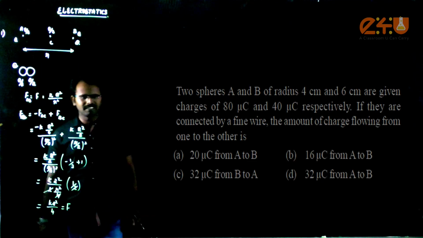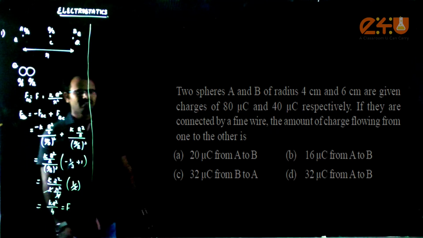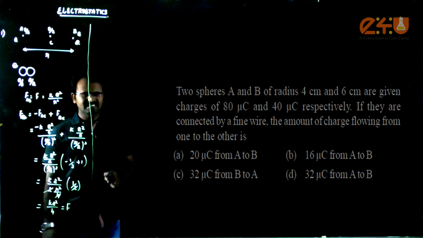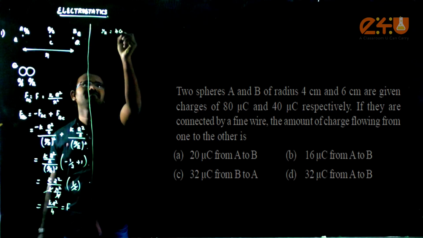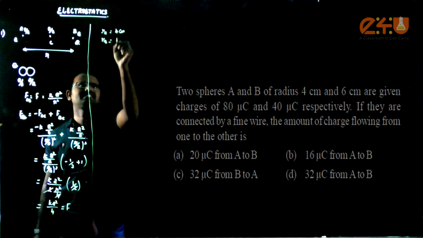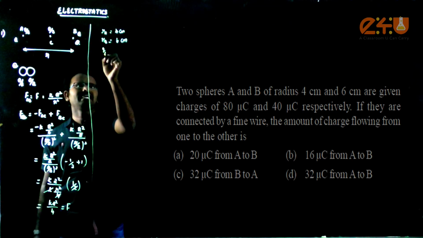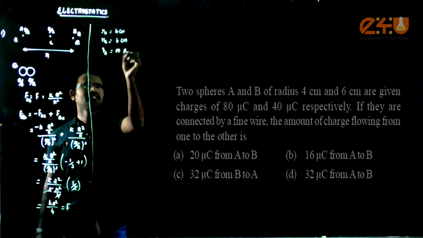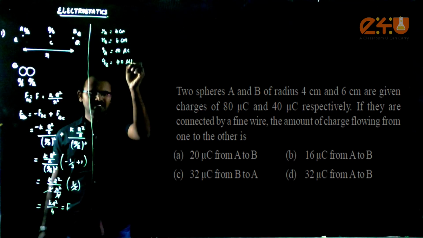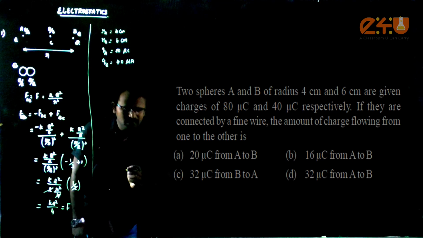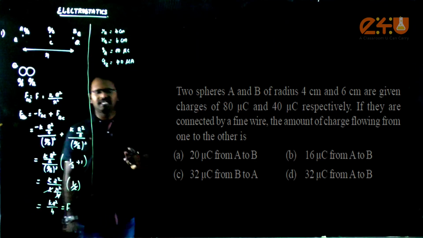Two spheres A and B of radius 4 centimeter and 6 centimeter are given charges of 80 microcoulomb and 40 microcoulomb. So I am taking the radius RA as 4 centimeter and RB as 6 centimeter, and the charge given to A is 80 microcoulomb and QB is 40 microcoulomb. If they are connected by a fine wire, we have to find the amount of charge flowing from one to the other.